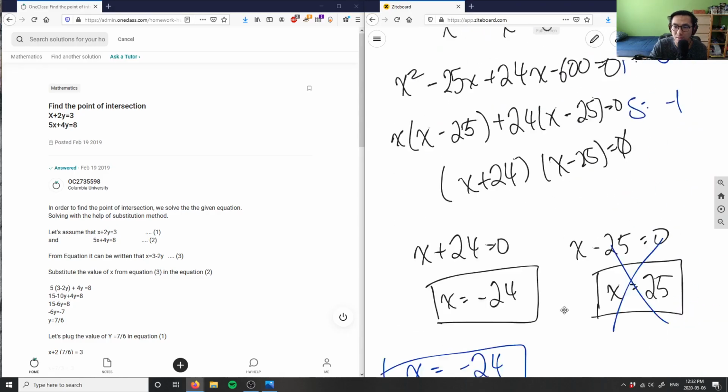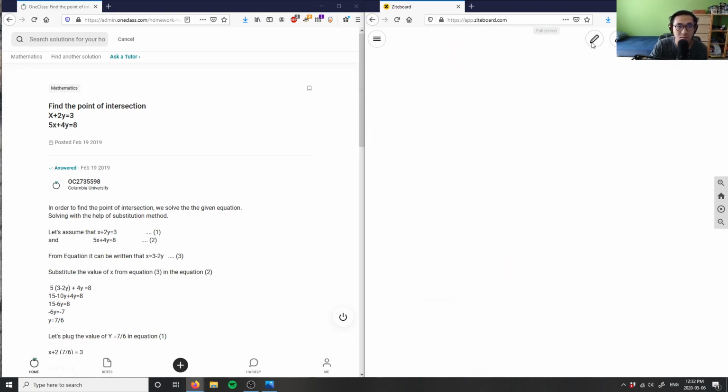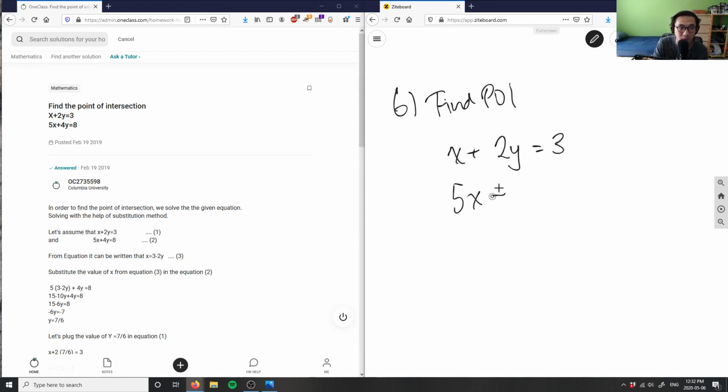And so that was number 5. Let's look at number 6. It's asking us to find another point of intersection. Again, we can use substitution or elimination. I'm going to use the term POI for point of intersection. So I have x plus 2y equals 3, and 5x plus 4y equals 8.